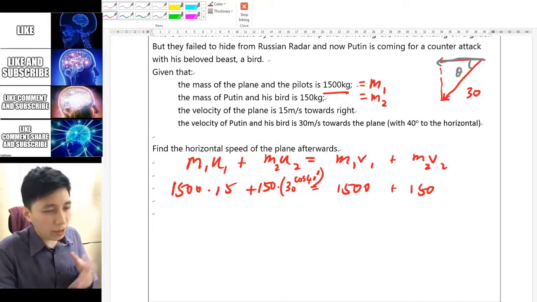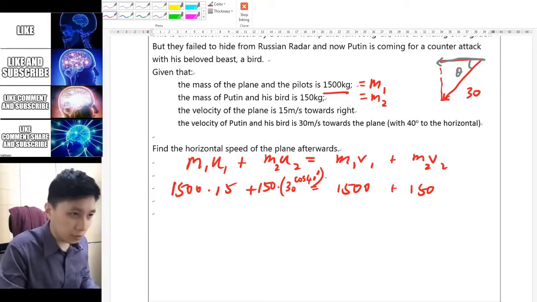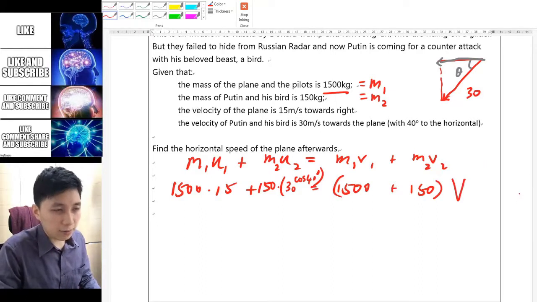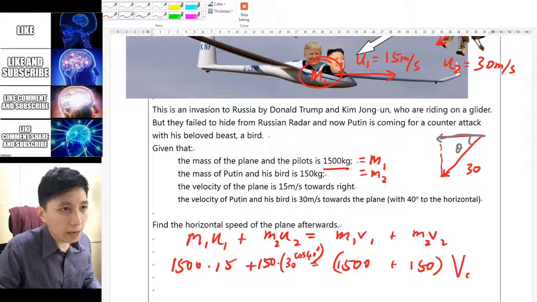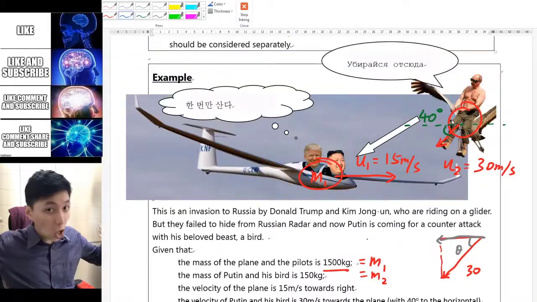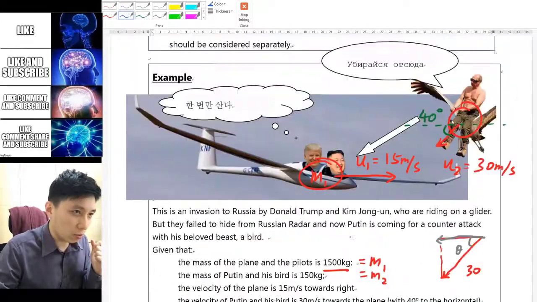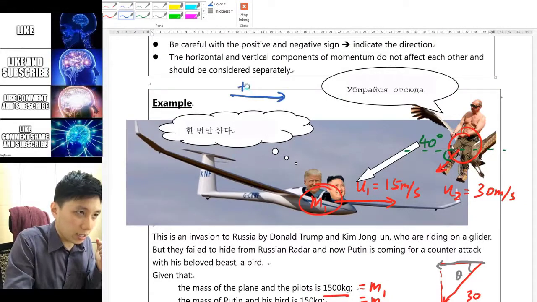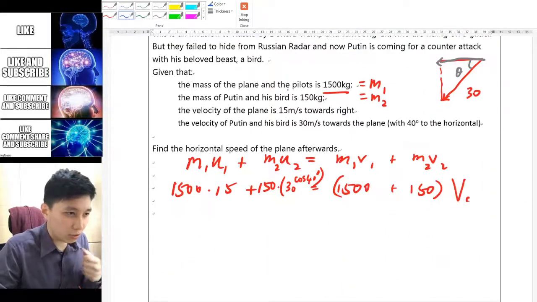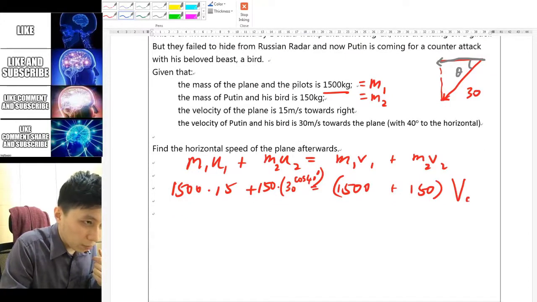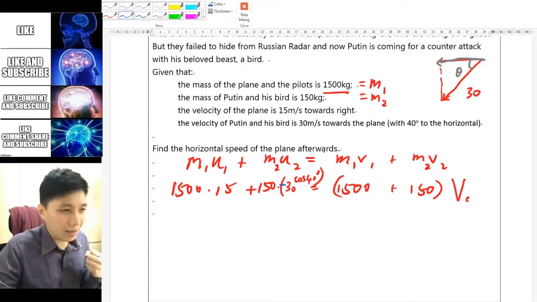And then on the right hand side, since I said they will be sticking together, they will be sharing a common final velocity. So I'll put it as a big V here, or you can do VC if you want to, common velocity. Oh, one thing that I almost forgot is that they are going in opposite directions, just like the previous video. And so one of them has to be negative. So let's do right hand side as positive because it's usually more intuitive. So here for Putin, that initial velocity 30 cosine 40, I should put a negative here.